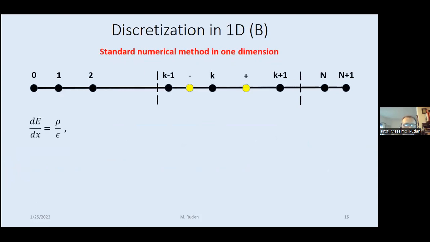We start from the first Maxwell equation in one dimension. We integrate it over a cell that is between two yellow dots. This is similar to applying the Gauss theorem. So we obtain that the electric field on the right yellow dot minus the electric field on the left yellow dot is equal to the integral of the charge density. The latter is approximated with the value at the node K, in between the two yellow dots, times the length of the cell.